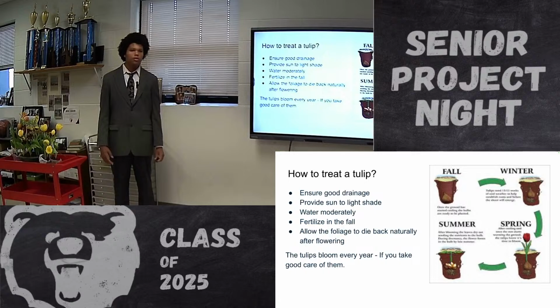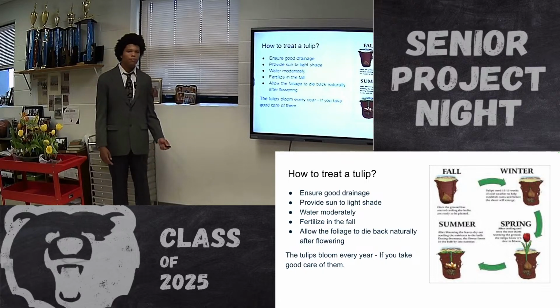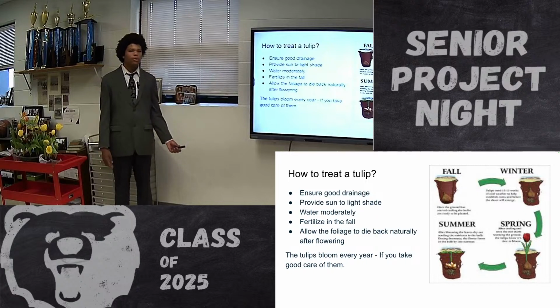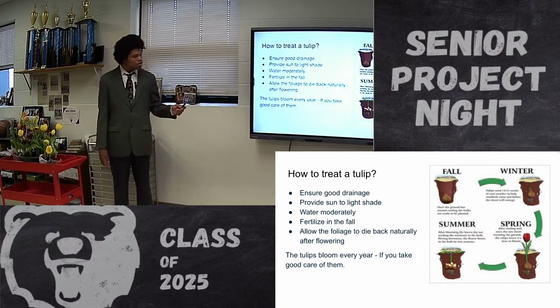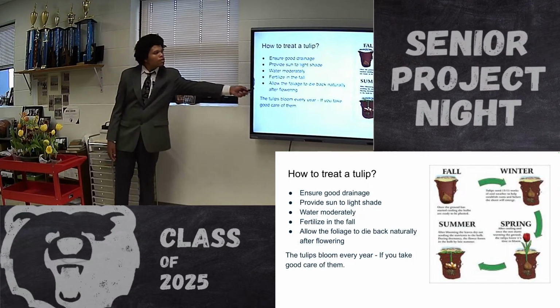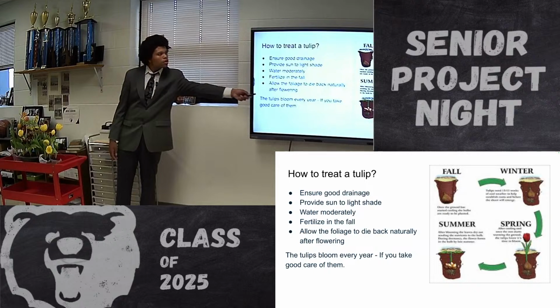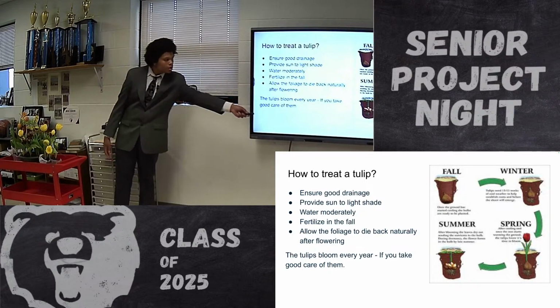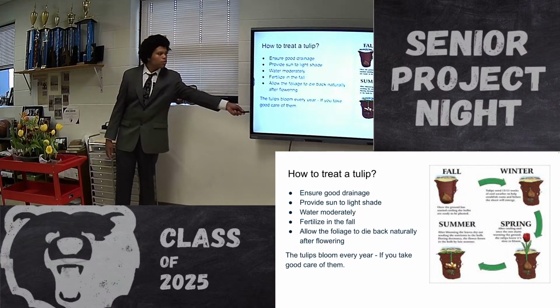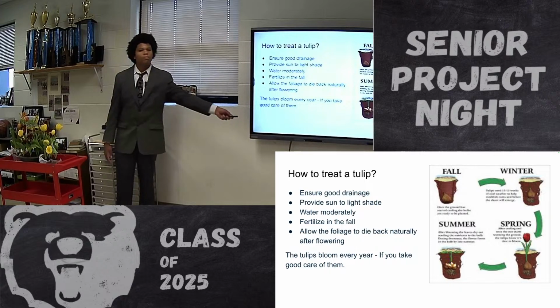How to treat the tulip? Ensure good drainage, provide good sunlight, water moderately, fertilize in the fall, and allow foliage to die back naturally after flowering. So the tulips bloom every year if you take good care of them. In the fall, this one you put in the winter because it's going to sleep because it's too cold. This one is blooming. Then right here is die back and put my bulbs in.